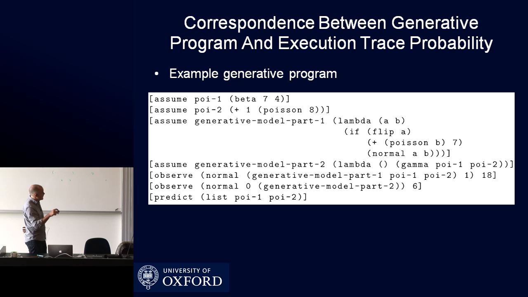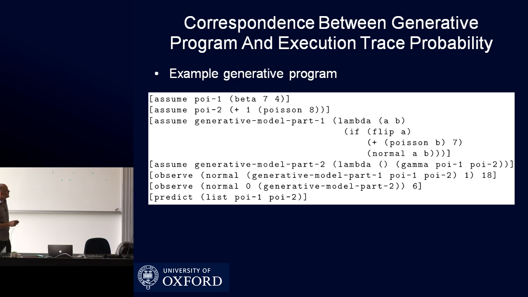The second part of the generative model is just a thunk. It's a function with no parameters that draws from a gamma distribution with parameter of interest 1 and parameter of interest 2. Then there are two observations. We observe a normal variate given mean generated by this first part of the generative model, standard deviation 1, that takes value 18, and then we observe a normal distributed quantity having mean 0 and standard deviation generated by the second part of the generative model, calling the second part. And this, we observe, takes value 6. And what we'd like to do is predict a list consisting of the values of the parameters of interest. Okay, teaching example again.